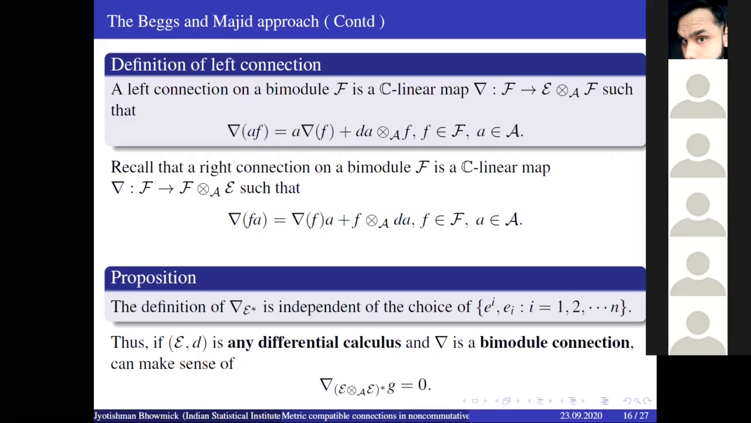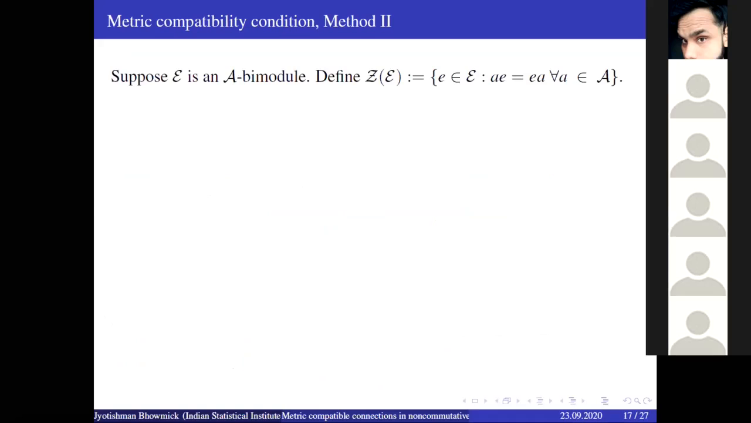So this is the first method by Beggs and Majid, where we impose some restriction on the set of connections. In the next approach, we will apply some restriction on the differential calculus, but we will work with any connection.